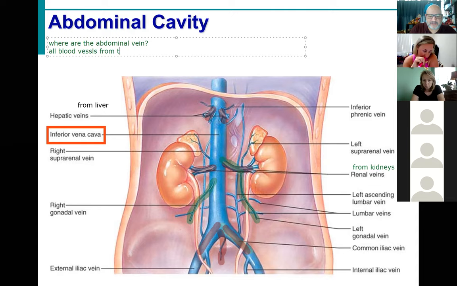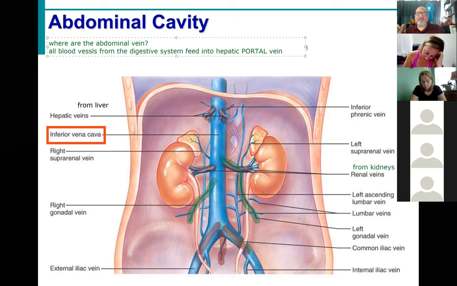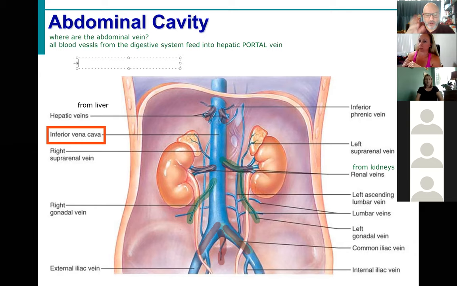Notice, not only do we not have the small intestine or the large intestine, but notice the stomach, right? The spleen, all of these things, all of the blood vessels from the digestive system feed into a blood vessel called the hepatic portal vein. The hepatic portal vein and the hepatic veins are not the same thing. So what happens is you have all of the digestive blood vessels. They feed into the hepatic portal vein.